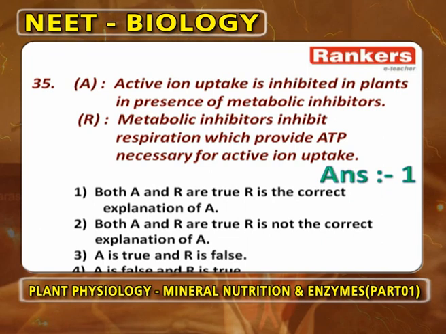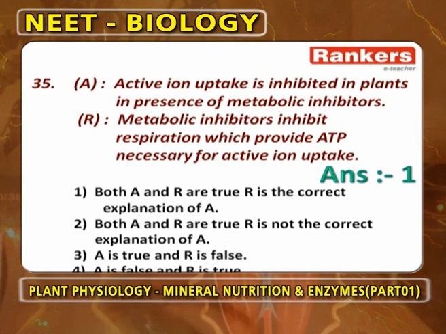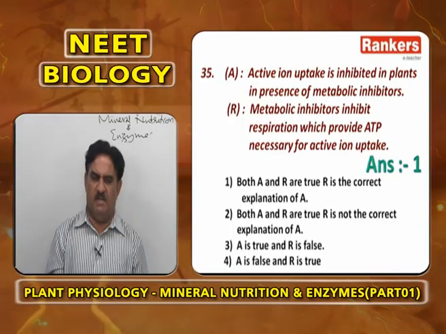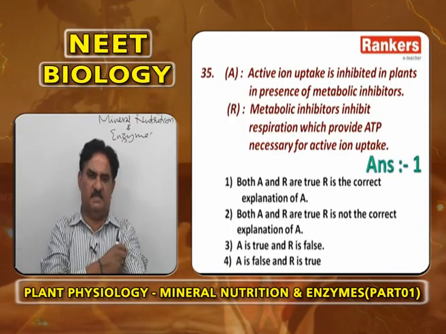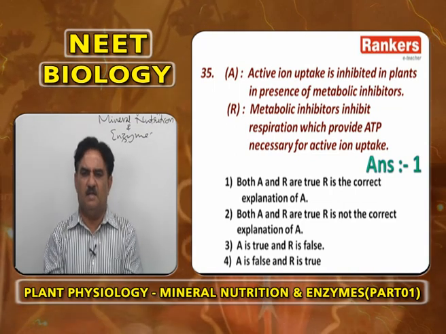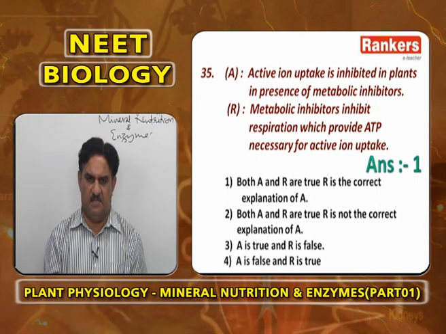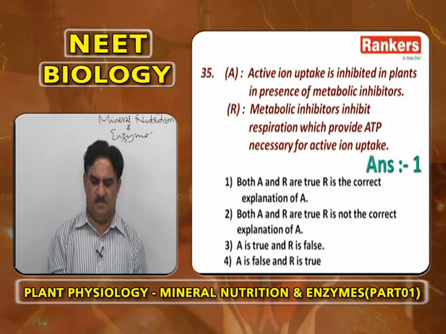Active ion uptake is inhibited in plants in the presence of metabolic inhibitors like cyanides and azides. Why? Because metabolic inhibitors inhibit respiration, which provides ATP necessary for active ion uptake. Whenever cyanides and azides are used, the rate of respiration is minimized and ATP formation is stopped, and immediately the rate of active absorption also stops. It proves that ATP is very much required for active absorption.